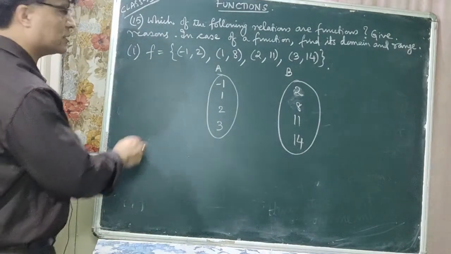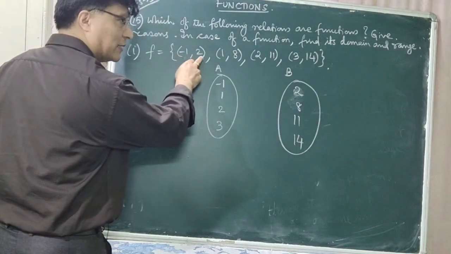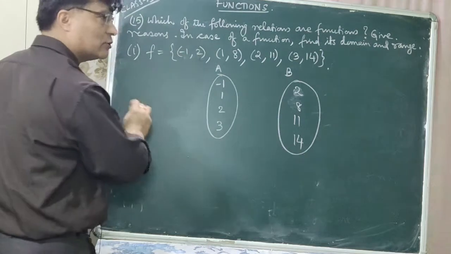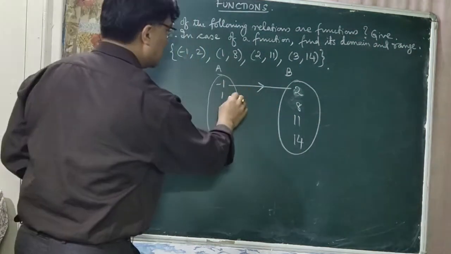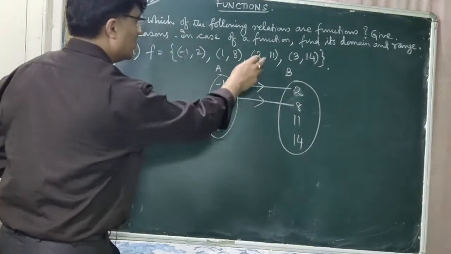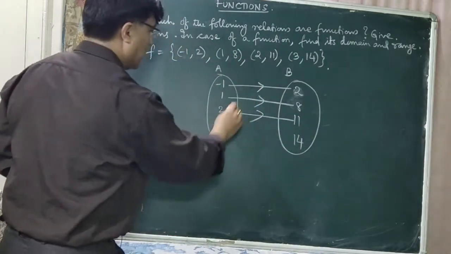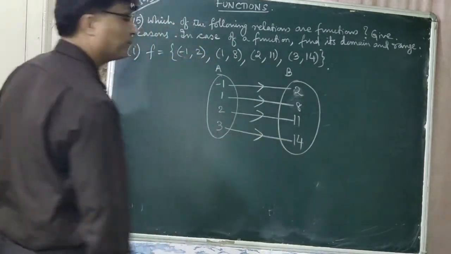So in this case, (-1, 2) is there. That means -1 is related to 2. 1 is related to 8. 2 is related with 11 and 3 is related with 14.